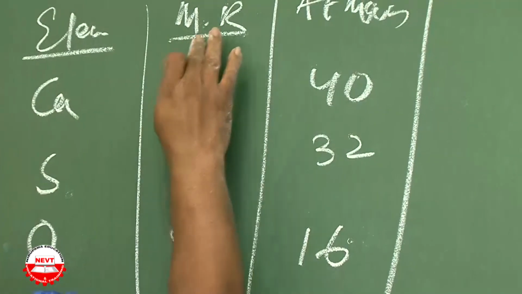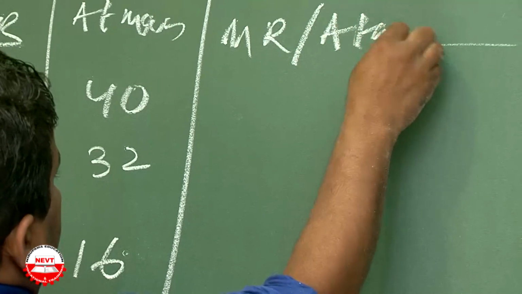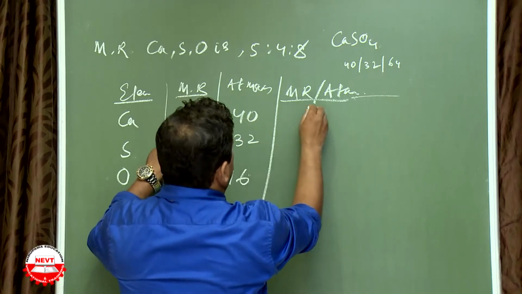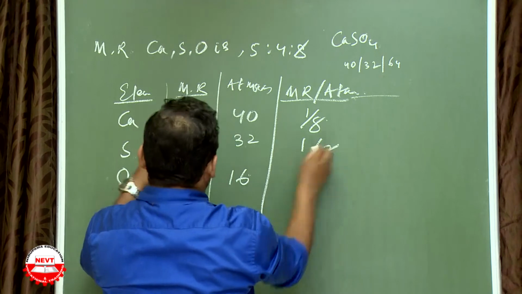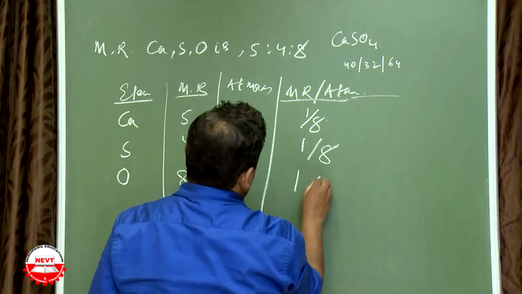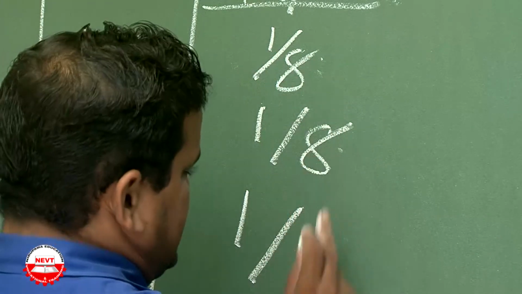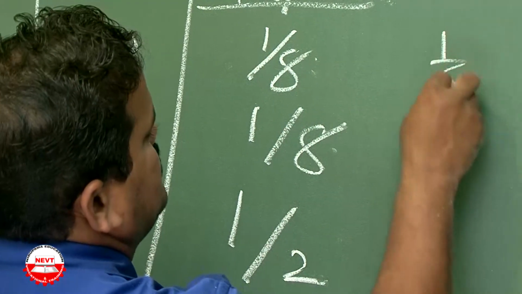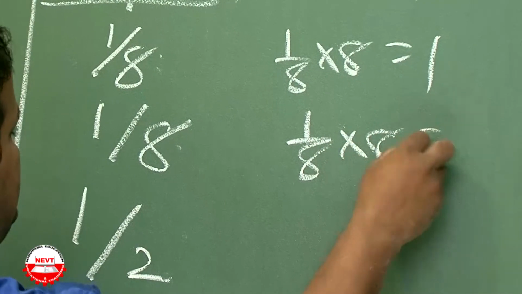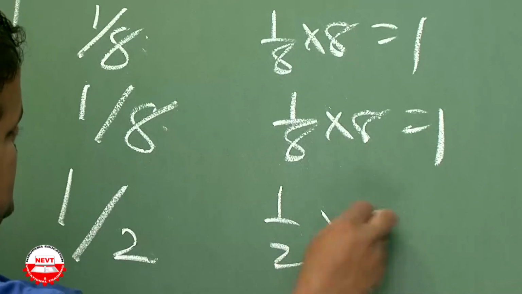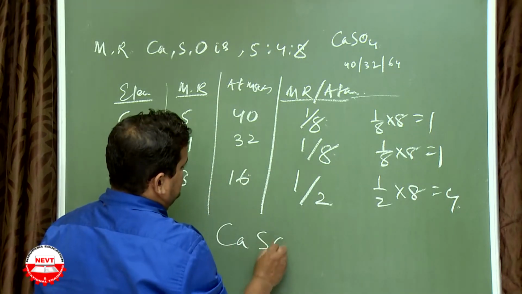Find the ratio of mass ratio and atomic mass. 5 by 40 is 1 by 8. 4 by 32 is also 1 by 8. 8 by 16 is 1 by 2. So the LCM of 8, 8 and 2 is 8. So 1 by 8 into 8 is 1, 1 by 8 into 8 is 1, 1 by 2 into 8 is 4. So the molecular formula is CaSO4.